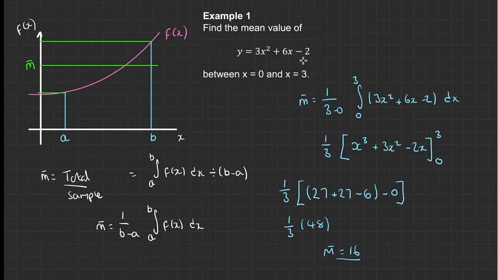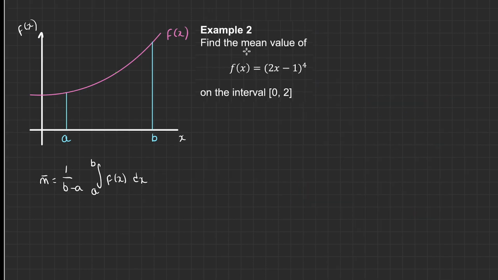Okay, let's try example 2. So for example 2, we've been asked to work out the mean value of this function within the interval of 0 to 2. So we're saying that m hat will be 1 over b minus a, so 2 minus 0, times the integral between 0 to 2 of 2x minus 1 to the 4, integrated with respect to x.